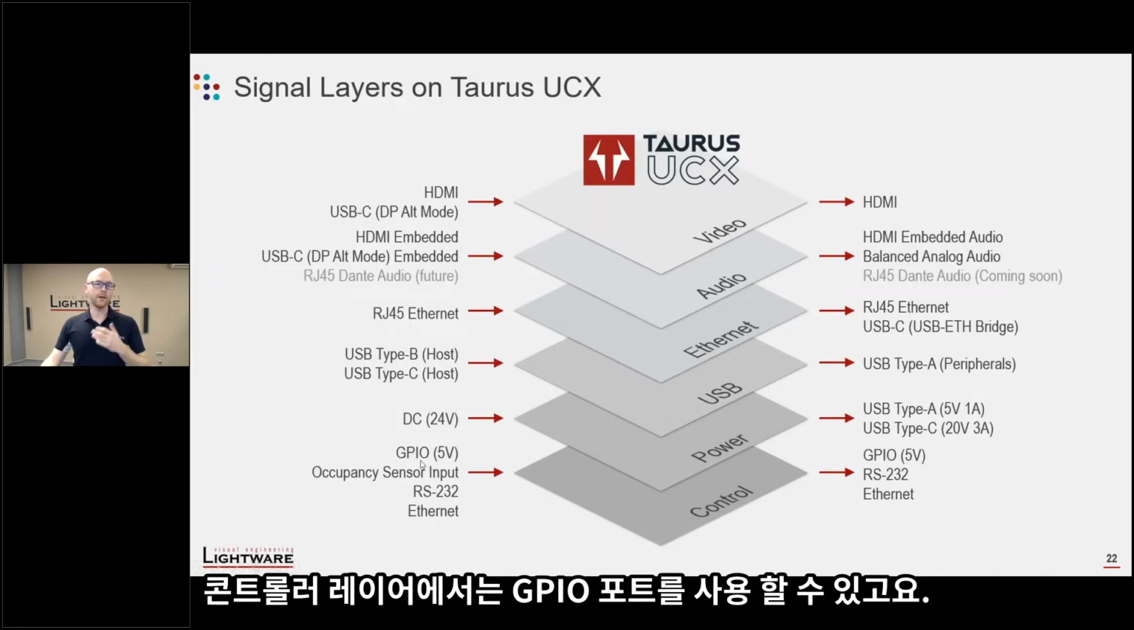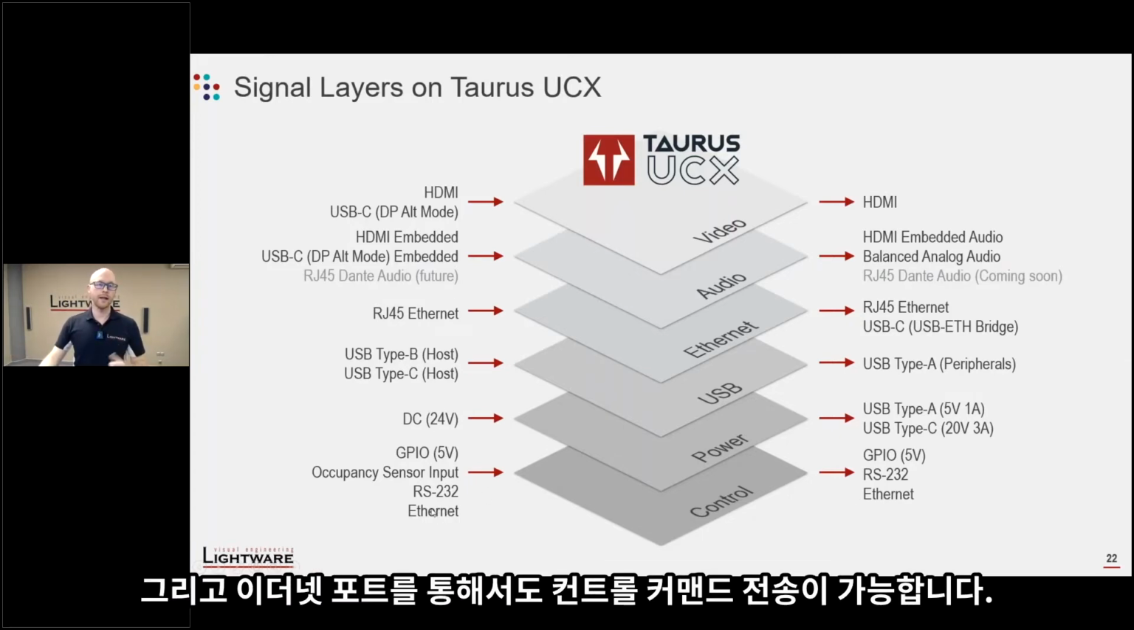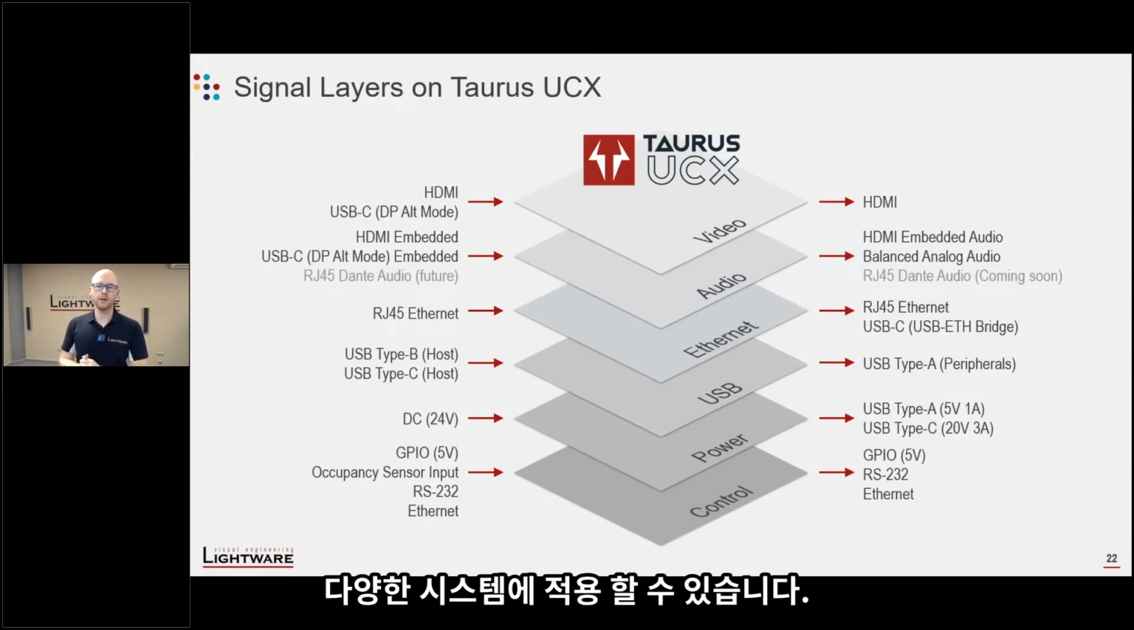And on the control layer, you can have GPIOs as inputs or outputs, occupancy sensor input, RS-232, sending commands or receiving commands, and the Ethernet layer can also be used to send or receive control commands. So all these different layers combined in a single box, handling all these different signal formats as an integrated solution.